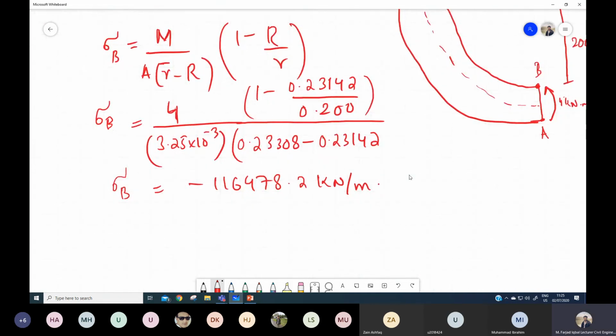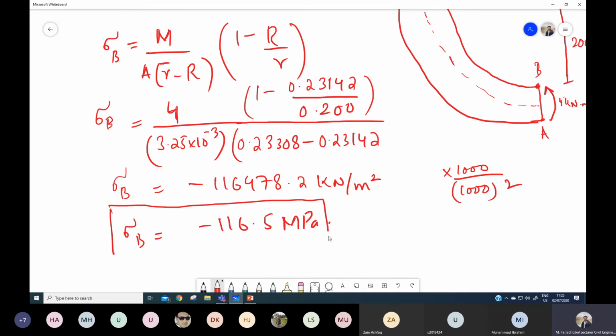I think maybe there is some mistake in this calculation. Okay, let's try. Kilonewton per meter square, because it is a stress unit. To convert it into newton per millimeter square, we have to multiply by 1000 and divide by 1000 squared. So what will be the answer in megapascal now? That will be sigma B equal to minus 116.5 megapascal. So this is your stress at point B.